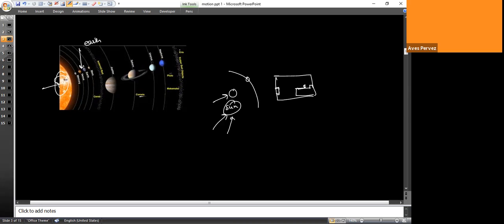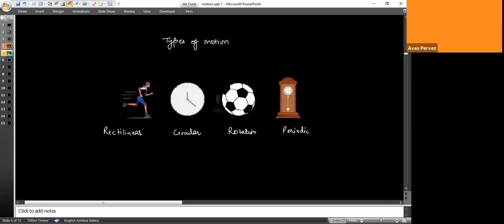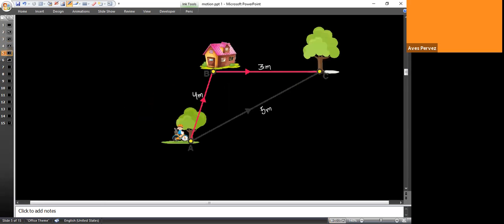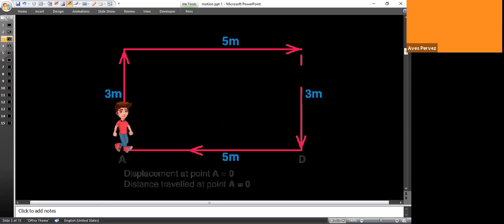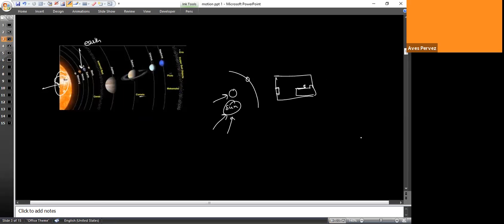Similarly, we can take another example. Dear student, let me take another example: a moving train. If this is a train, and these are the coaches, and one person is sitting here and another person is also sitting here, so these two persons are sitting and are not in motion.